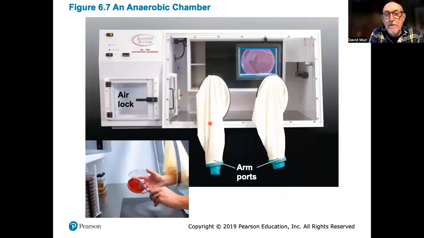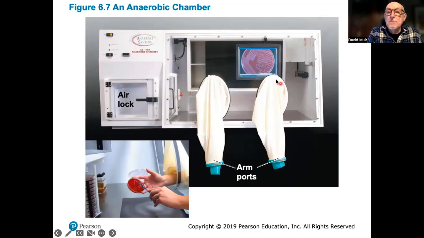This is an anaerobic chamber, which is typically used for fastidious obligate anaerobes, such as Clostridium. The Clostridia are very sensitive to the presence of even very small amounts of oxygen. And in these anaerobic chambers, the interior is completely anaerobic. There's no oxygen present at all.